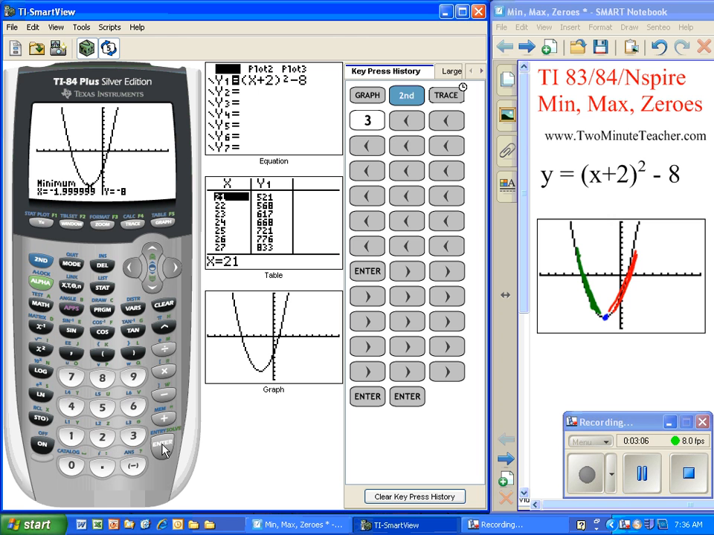And I bet you'd know that that's really negative 2 instead of negative 1.99999. This is a very close estimate of where that spot is. And if you just use your skills in reasoning, you'd say that, oh, well, 1.9 repeating pretty much means 2.